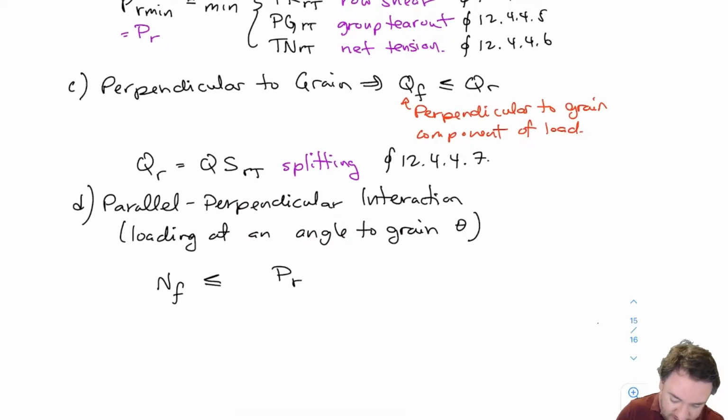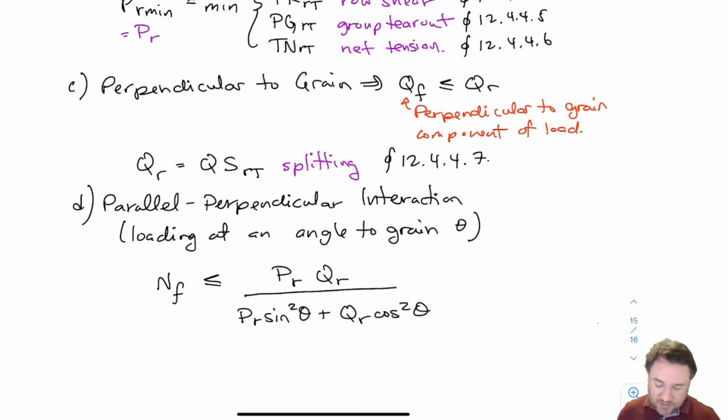You'll recognize this interaction as being the same interaction that we use for embedment strength. PR QR divided by PR sine squared theta plus QR cosine squared theta. And you'll see that if I set theta equal to 0, then I'm going to end up with NF less than or equal to PR. And if I set theta equal to 90 degrees, then I'm going to have NF less than or equal to QR.